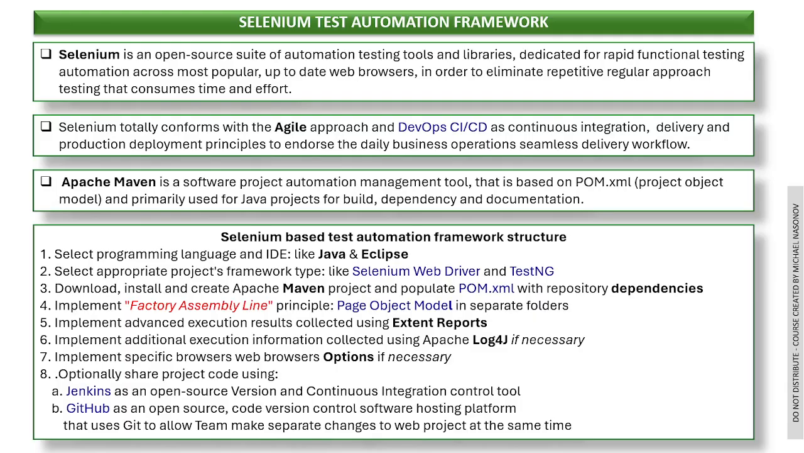and GitHub as an open source code version control software hosting platform that uses Git to allow a team to make separate changes to a web project all at the same time if multiple team members are working on the same project.